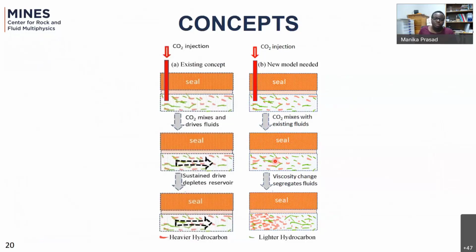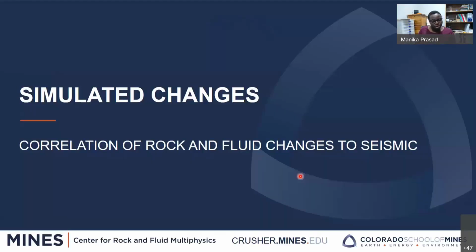But with what literature has said and our confirmation from our model, we understand that there's a viscosity change that segregates fluids, allowing the lighter ones to be displaced before the heavier ones. Okay, so going from this, how can our understanding of the segregation, how can our understanding of the viscosity change, be correlated to rock and fluid changes and also to seismic? And those are what I will be showing you in our next session.